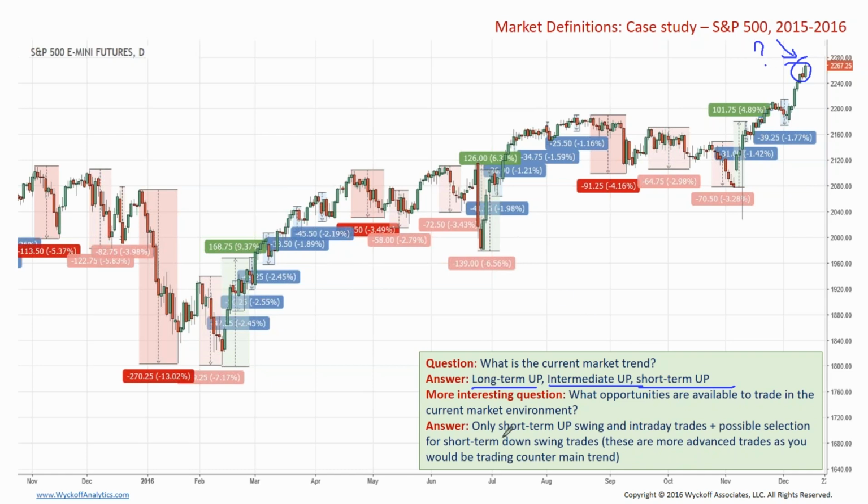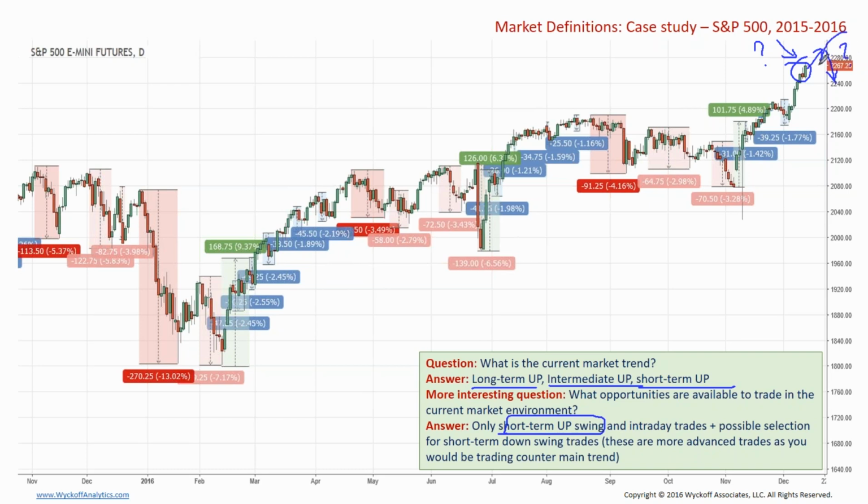Most likely we're only going to have a short-term upswing, which is going to be either intraday right here, or it's going to be 2 to 3 to 5 to 7 days type of smaller short-term swing trades. And then the next move, a more significant move, is going to be probably to the downside.